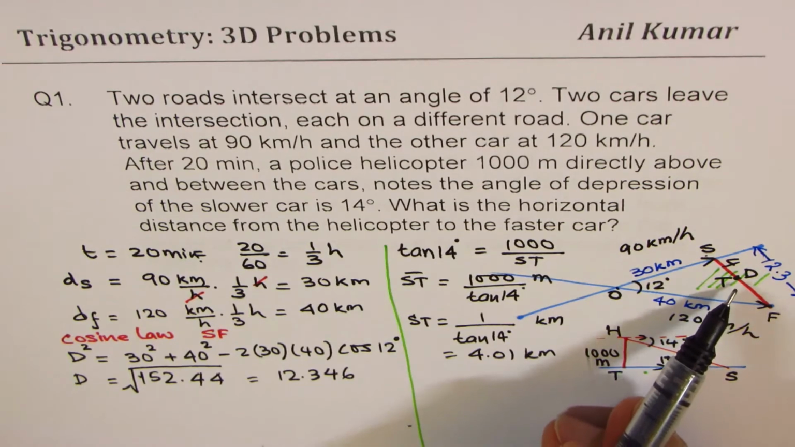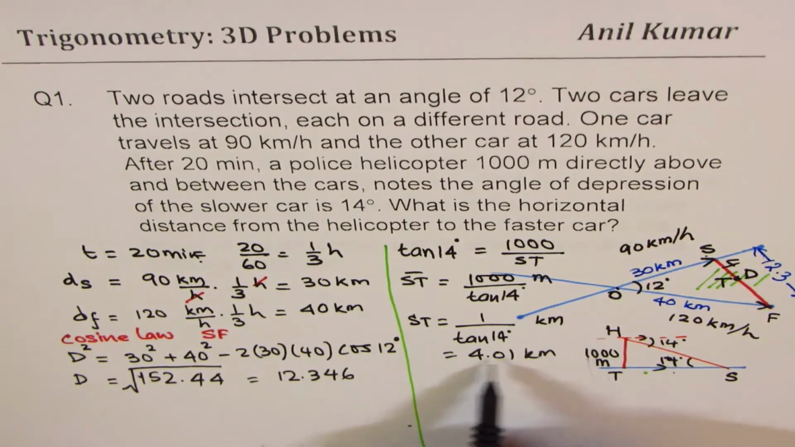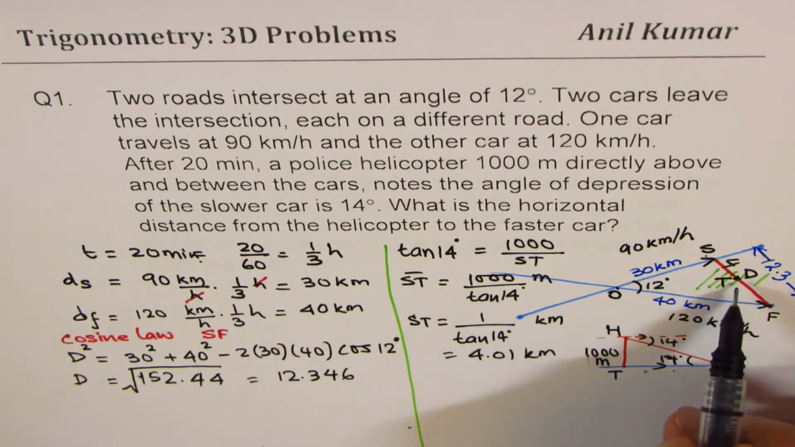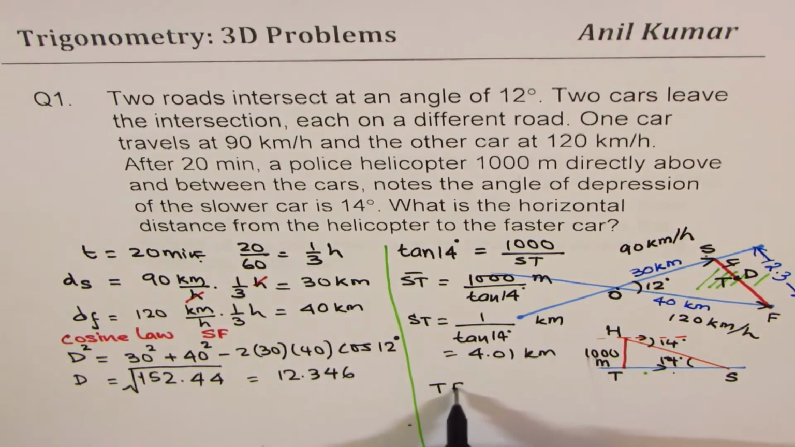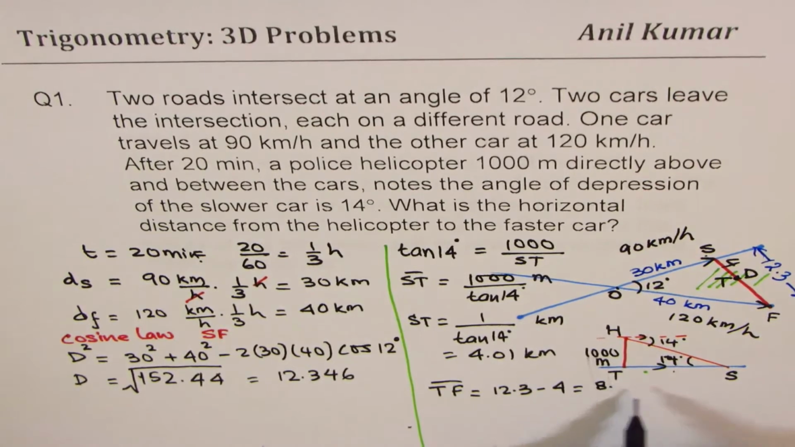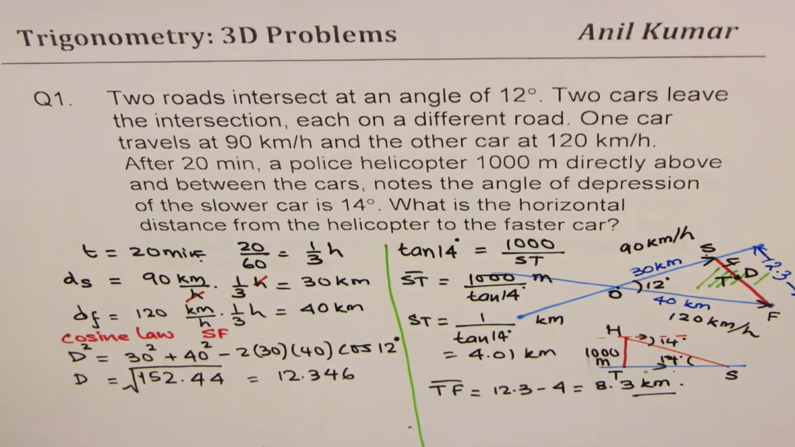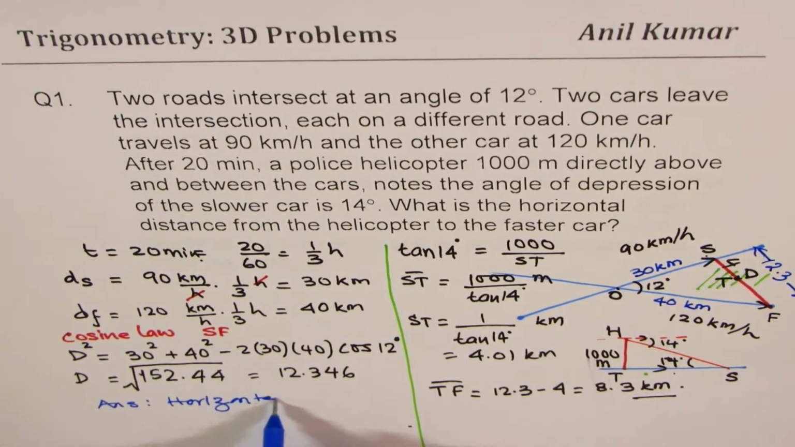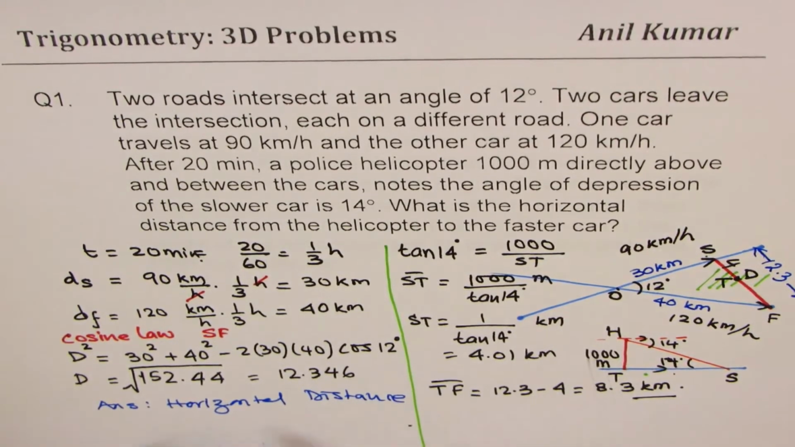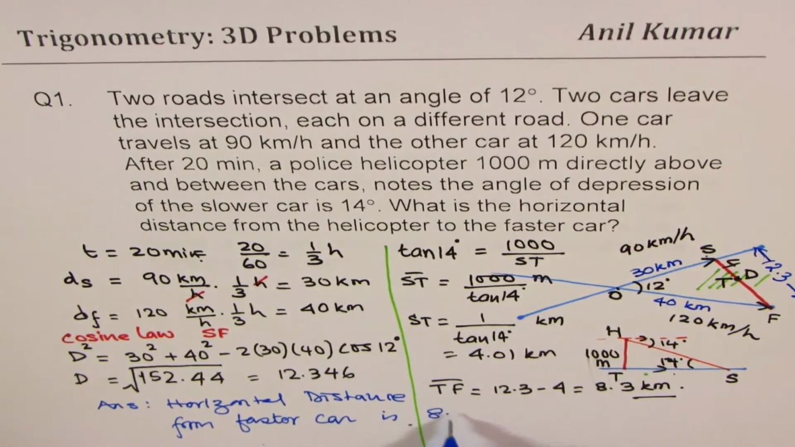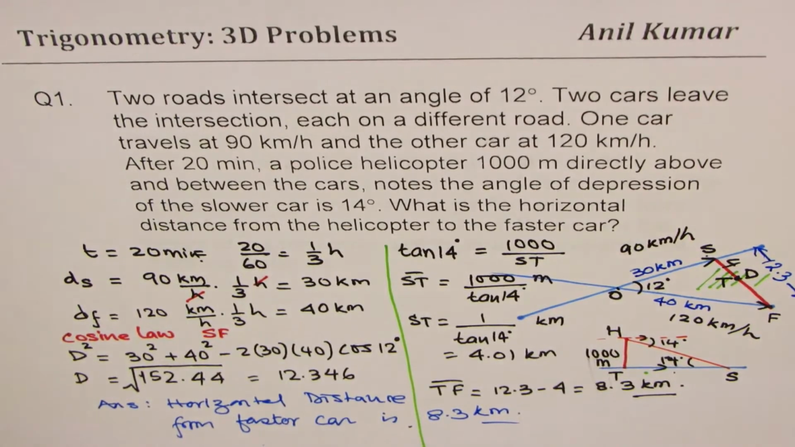Now, how much is the distance from the faster car? Now, since that distance is 4, so we get our answer. That is the distance from T, this point is T, right? So T to faster car is, total distance is 12.3, take away 4, right? Which gives us 8.3 kilometers. Is it okay? So that is how you can find your answer. So we can write on our answer now, and the answer is that horizontal distance from faster car is 8.3 kilometers. Correct? So that is how we can find.